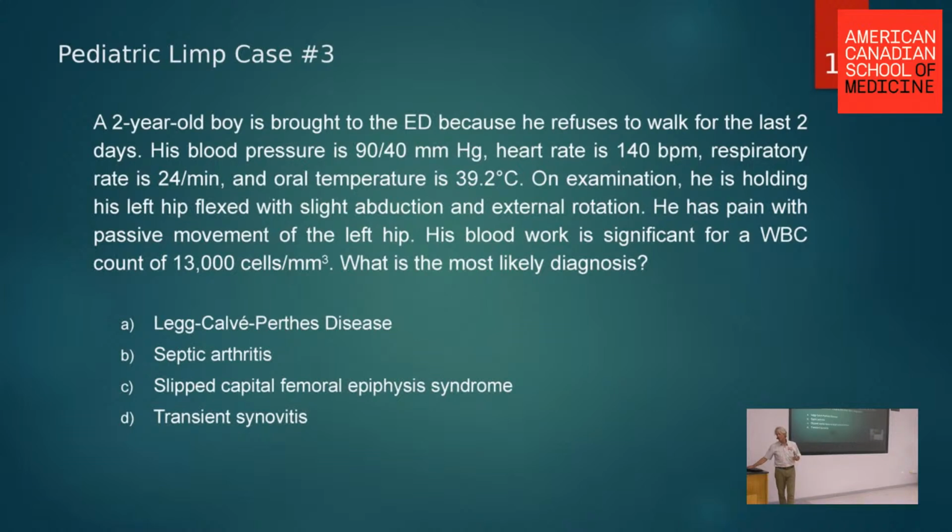He's holding his left hip flexed, slight abduction. Do you guys remember the difference between abduction and adduction? I always kind of get a little confused about it, but I remember adduction, you are adding it to the body, so it's towards the midline. Abduction is away from the midline. So this would be a child that would have hip flexed, slight abduction, and external rotation. Pain with passive movement of the left hip.